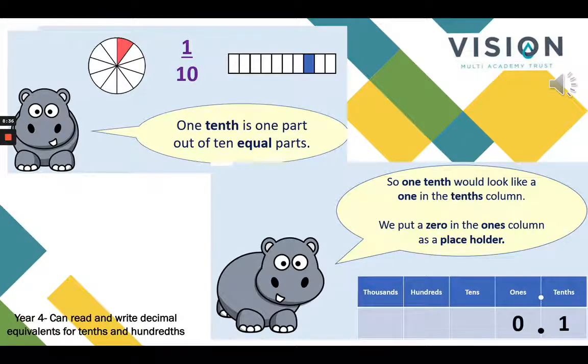As the children become familiar with tenths and hundredths, we begin to make the explicit links between fractions and decimals. Here we can see 1/10 is 1 equal part out of 10 equal parts. So 1/10 would look like 1 in the tenths column. We put 0 in the ones column as a placeholder.